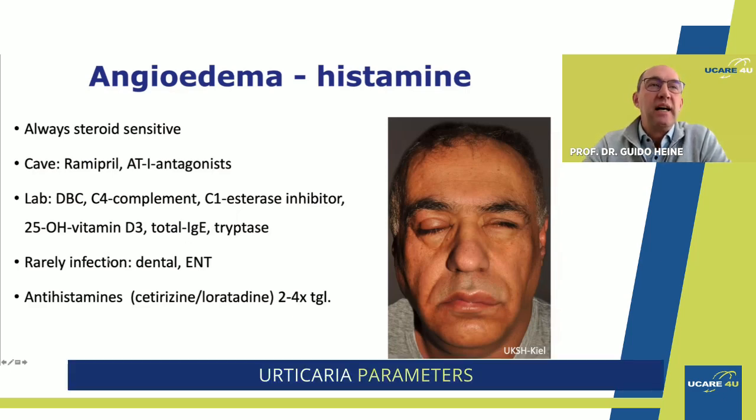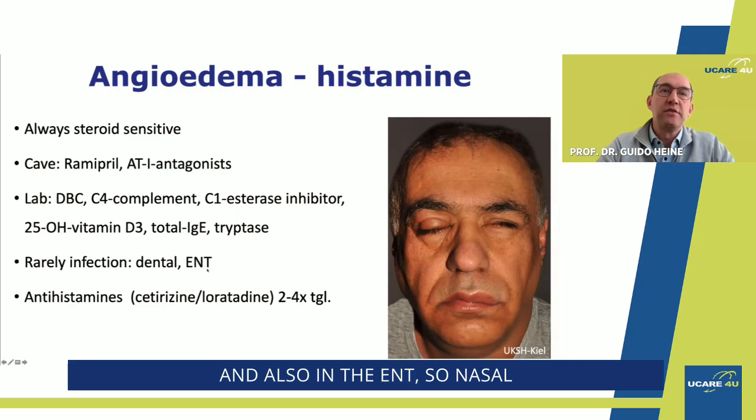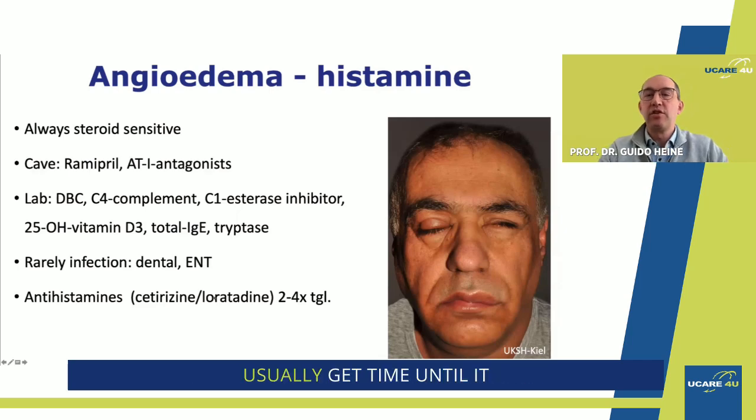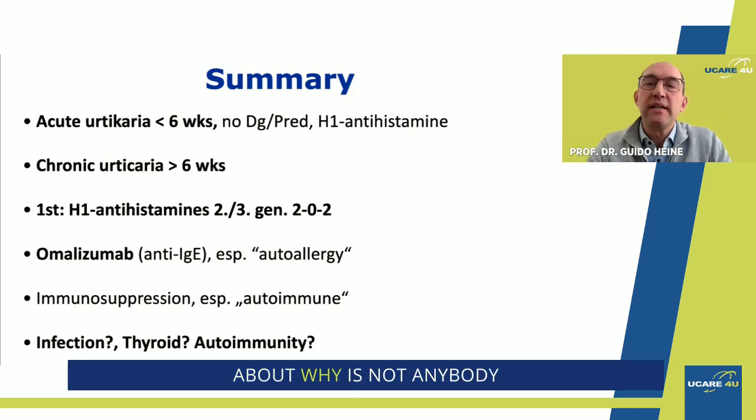urticaria parameters. An infection is rarely detected, but if we look in the head area, so dental infections, the teeth, and also in the ENT, so nasal polyps, for example, those patients usually get time until it declines using regular basis antihistamines. So in summary, I wanted to talk about why not everybody is responsive in the same manner.